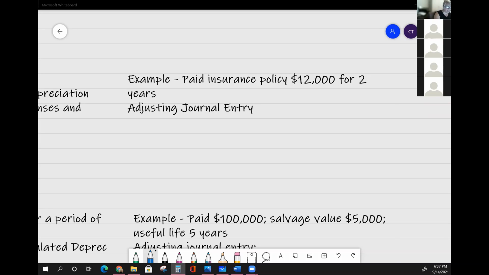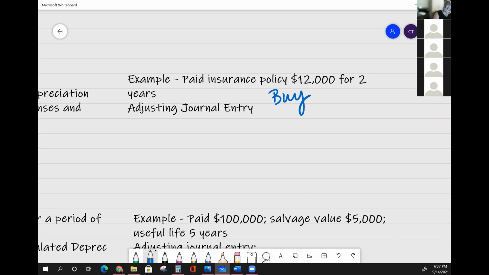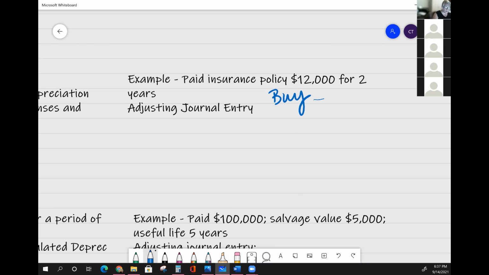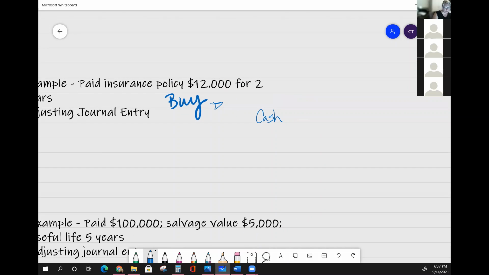When I buy that policy, I'm spending cash. So when I buy it, I know that my cash has to be a credit because I need to decrease my asset. So that's my credit side. My debit side is going to be prepaid insurance for $12,000. So this account, you'll have that policy in that account for 2 years. And each month, or each quarter, however you do your adjusting entries, you're going to recognize a portion of expense through those 2 years.